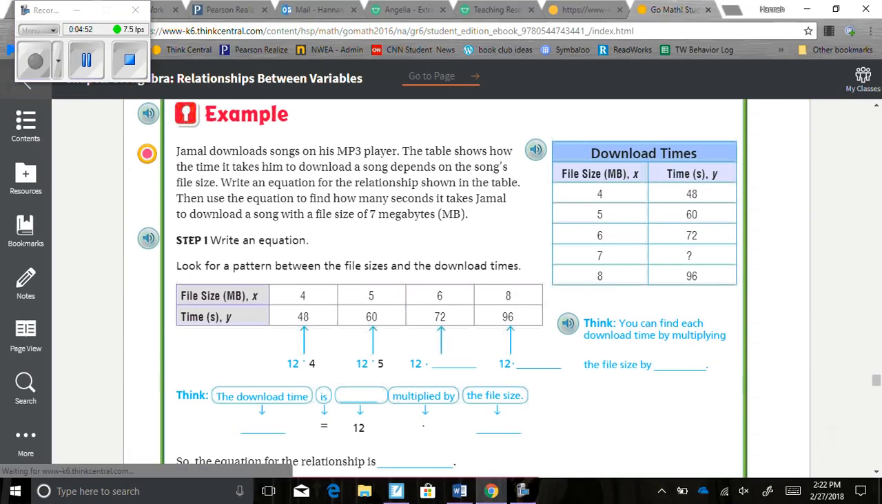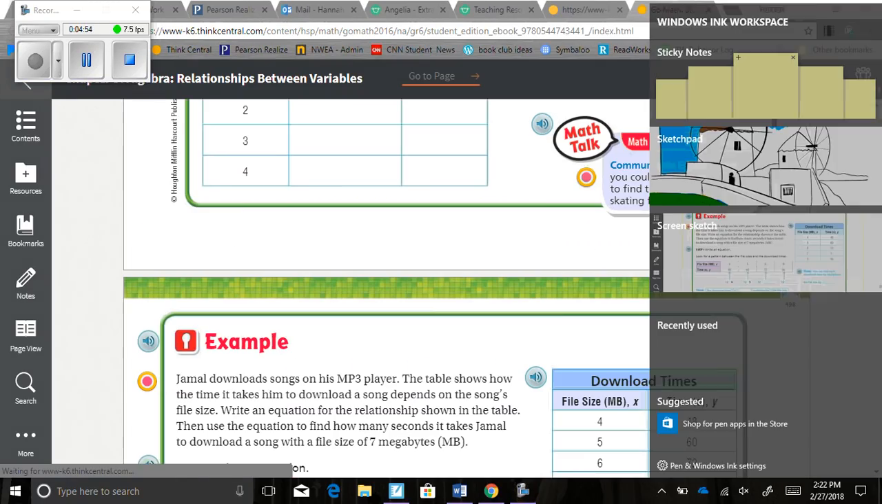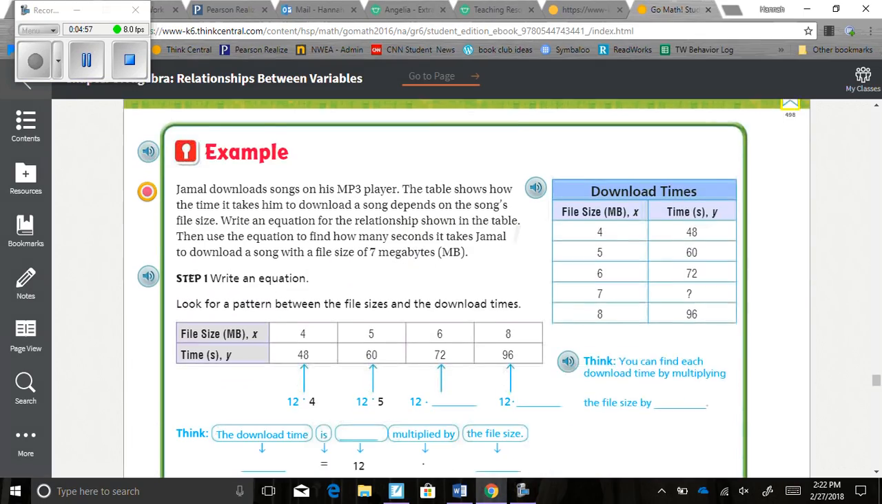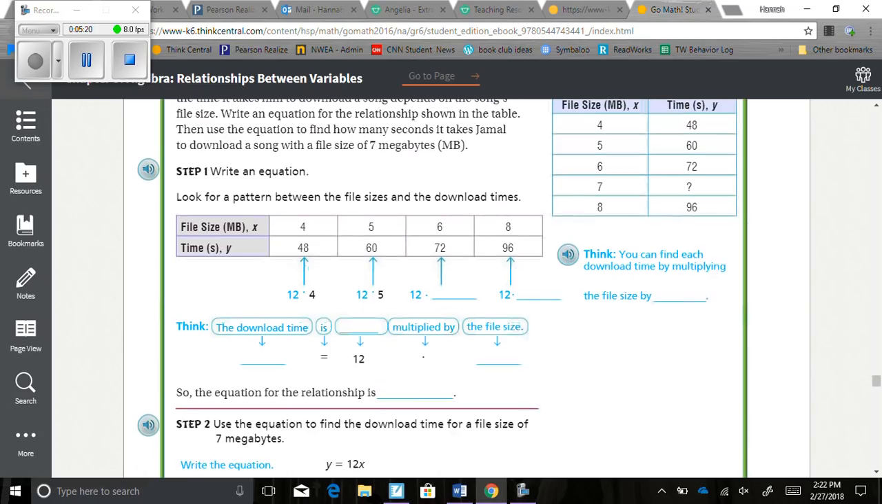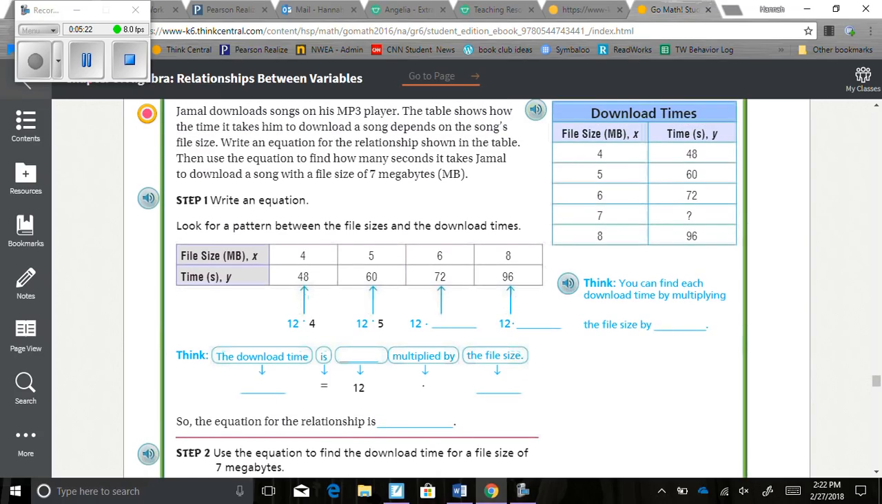Looking at our example, Jamal downloads songs on his MP3 player. I bet you guys don't even have MP3 players anymore. The table shows how the time it takes him to download a song depends on the song's file size. Write an equation for the relationship shown in the table. Then use the equation to find out how many seconds it takes Jamal to download a file the size of 7 megabits. Okay, so it's got our table over here with the download times.